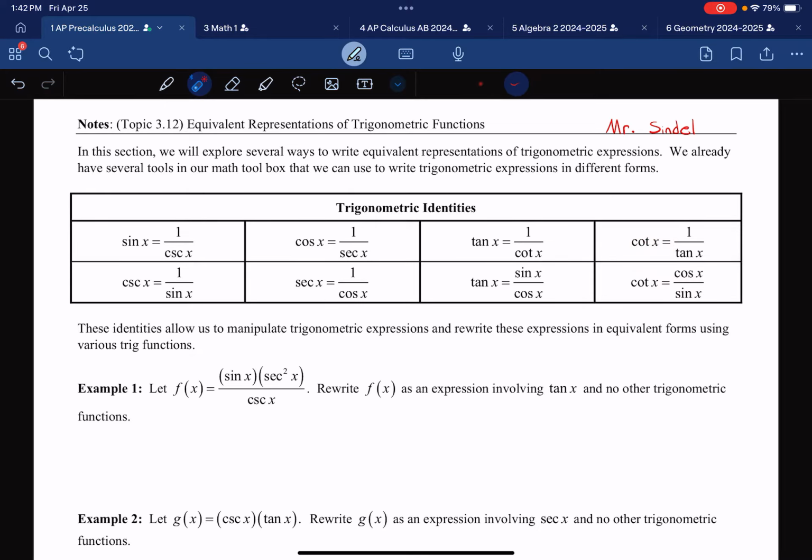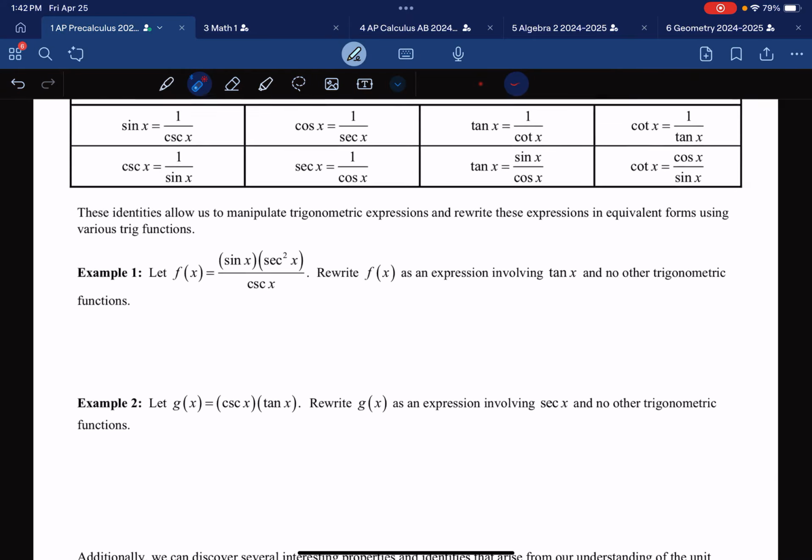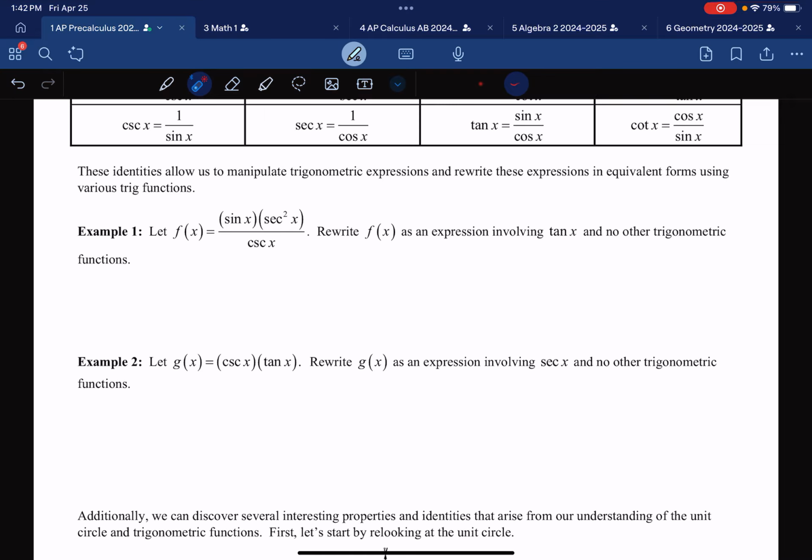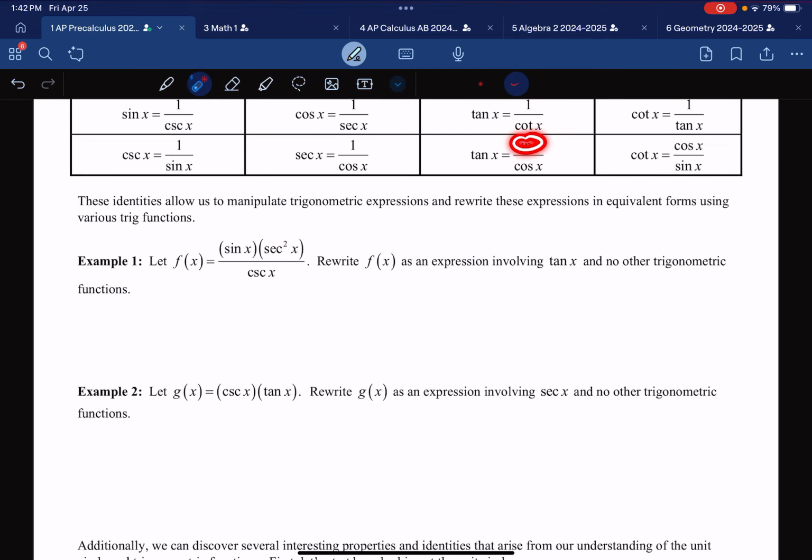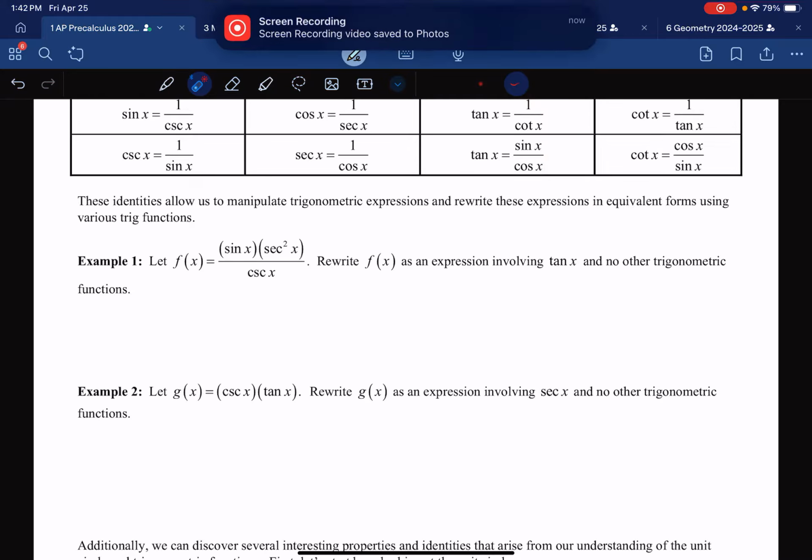All right, so I want to manipulate sine times secant squared all over cosecant, and I want to try to solve this puzzle, and I want to involve only tangent of x and nothing else, which means I have to somehow turn all of these into a sine over cosine. My strategy is to make sure I have all the sines on the top, cosines on the bottom. If I have 2 copies of sine on the top and 2 copies of cosine on the bottom, that's okay, because that's just going to turn into cosine squared.